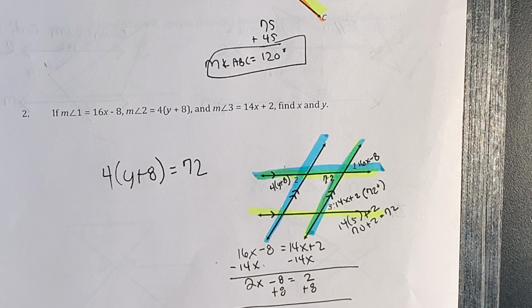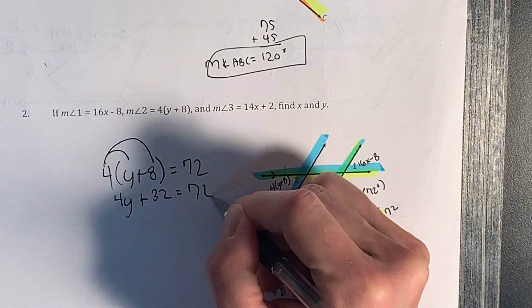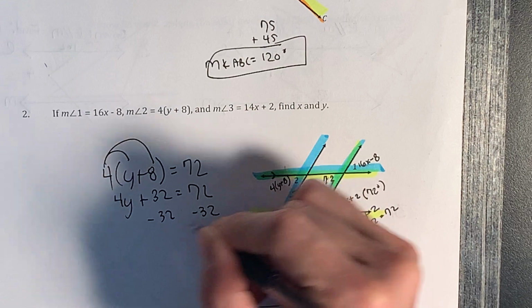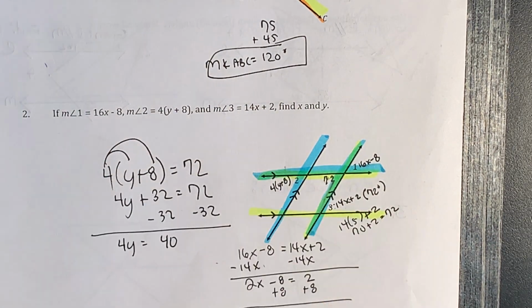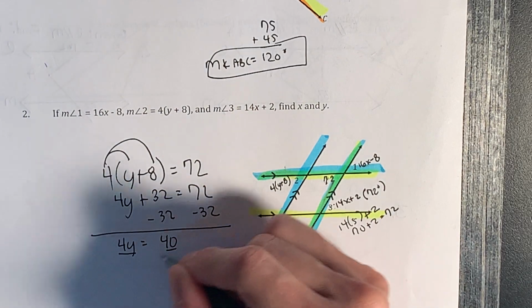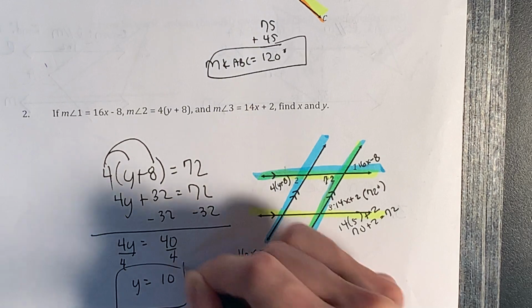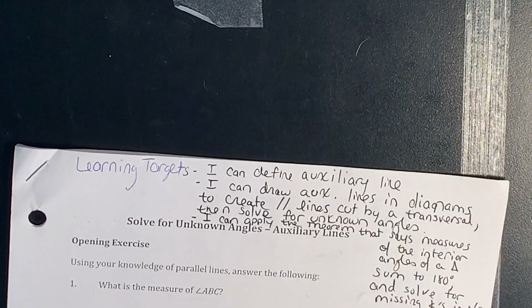We're going to apply the distributive property. So 4 times y is 4y, 4 times 8 is 32. I'm going to subtract the 32. 4y equals 40, and I'm going to divide by the 4. That's going to give us the value of y, which in fact is 10. So I've solved both for x and I've solved for y, and I'm finished. I'm going to turn the page.